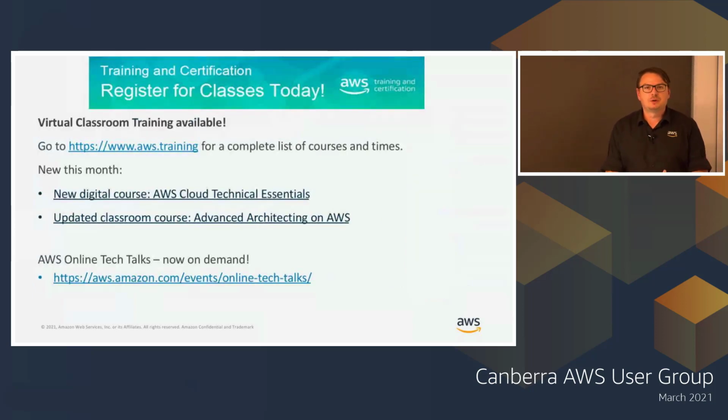Training updates. So as usual, AWS.training is the place to go for access to all of our on-demand and classroom courses. A couple of things that I wanted to call out this month on the training front was there's a new course for AWS Cloud Technical Essentials, and the AWS Advanced Architecting on AWS course has been updated with new content as well. So there's a full list of all the available courses, and like I said, I'm not going to go through them all because we'd be here for a very long time, but they're all available there at aws.training. So if you're looking to learn more, that's the place to go.